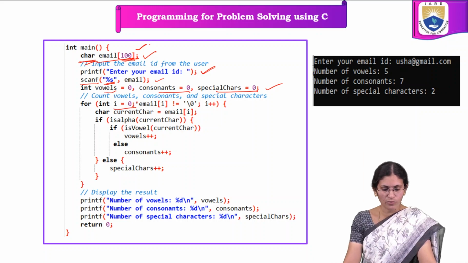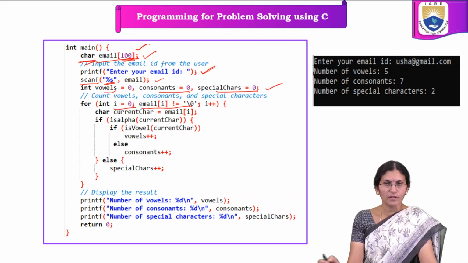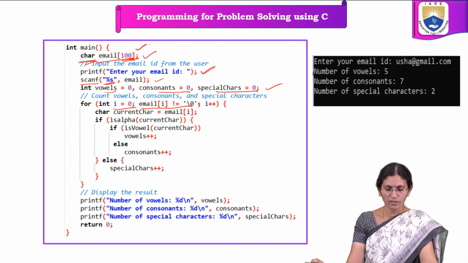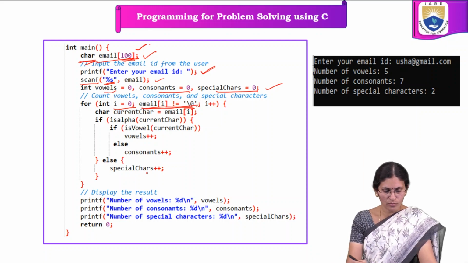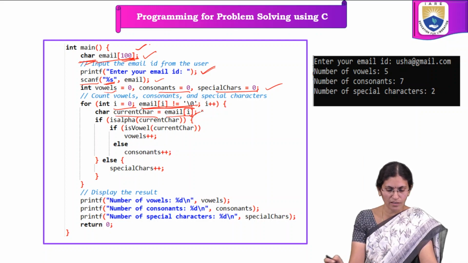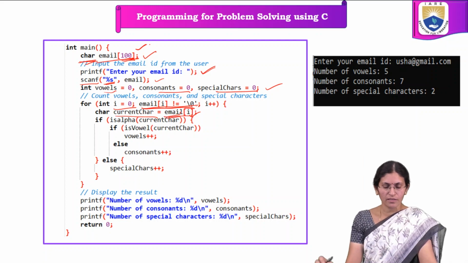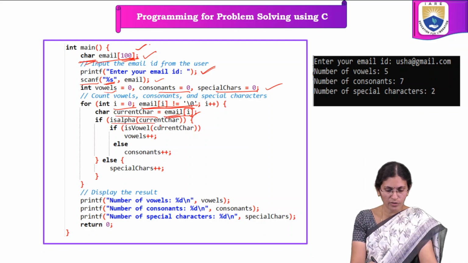For i is equal to 0, the last element of the character array can be accessed by this condition. Till this condition is reached, this loop will go on repeating. So char current character is equal to email of i. With the help of this, we can access each character in the email, each character in the array. Next, we are using the function isalpha of current character.